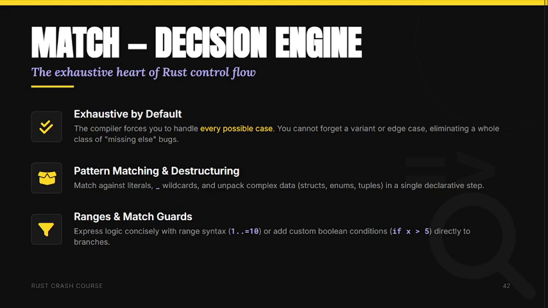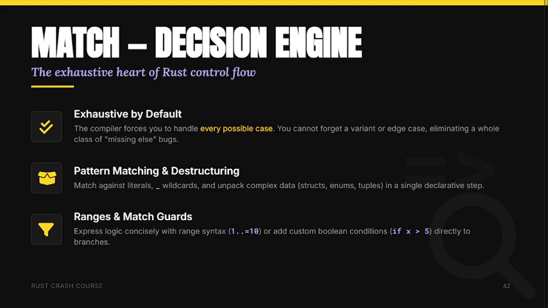Now let's move on to something new. Match, the decision engine. Match is the heart of Rust control flow. Think of it as a switch statement that's exhaustive, that can destructure data, and that's an expression returning a value. Three things to know. First, exhaustive by default. The compiler forces you to handle every possible case. Miss a variant and it won't compile. This eliminates the entire category of 'I forgot to handle that case' bugs.